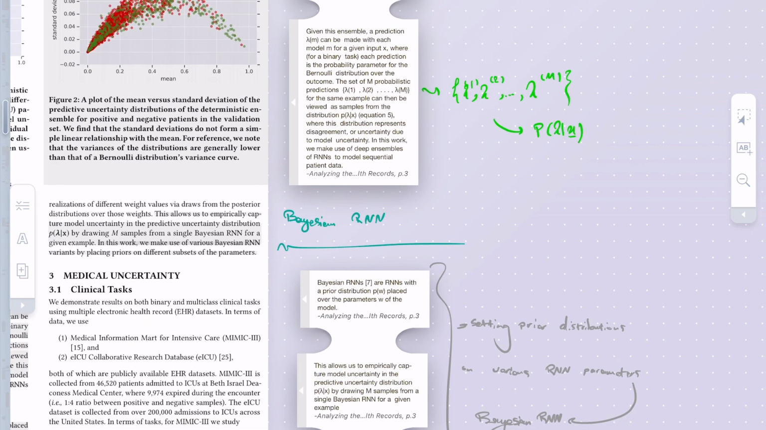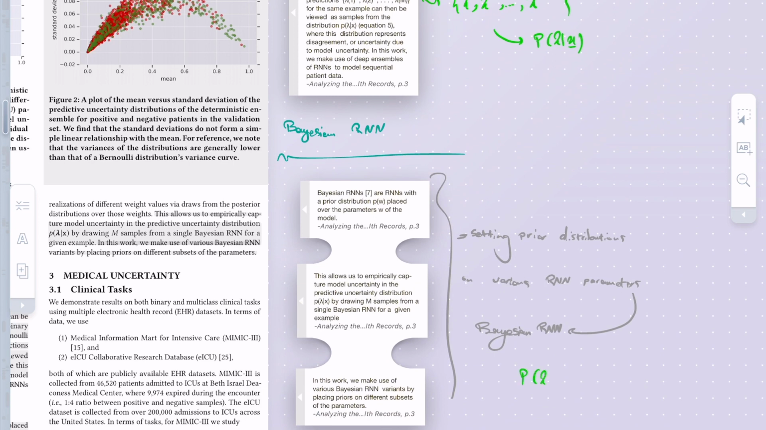So when they want to compute or assess P of lambda given X, they draw M samples from a single Bayesian RNN for a given example. One thing about this is that you will see that in some of the experiments this cannot be used, because they want models that act globally rather than example-specific behavior. In this case, for each example, we sample M samples from a single Bayesian RNN.